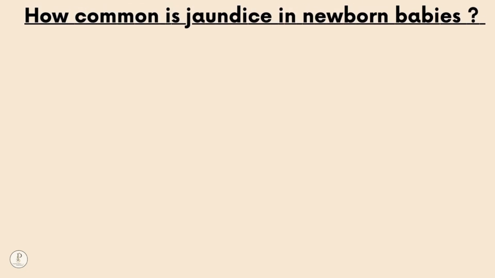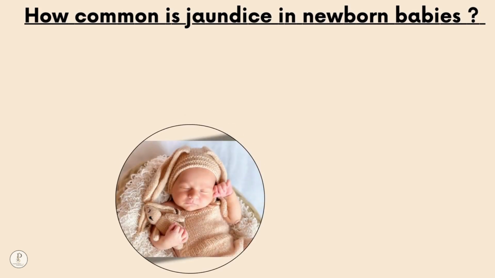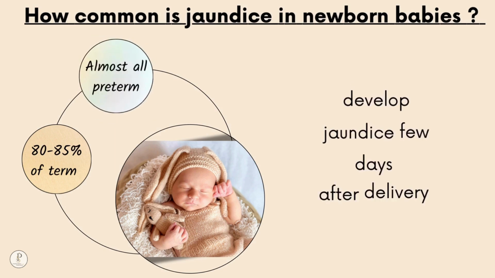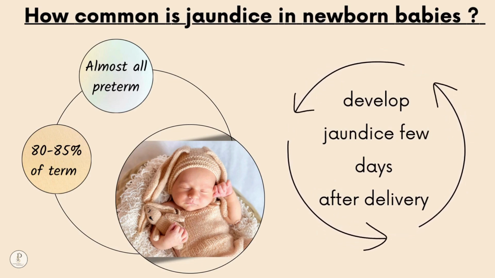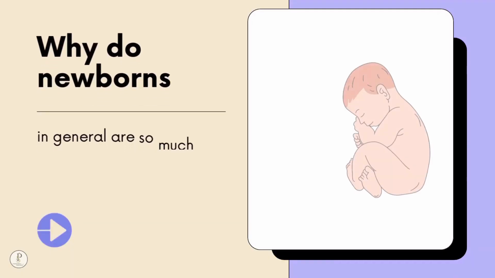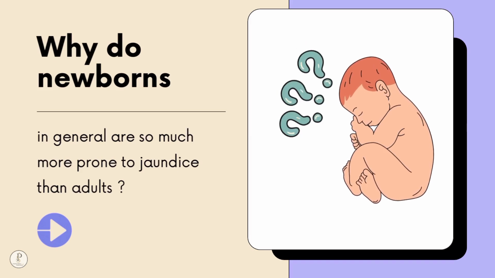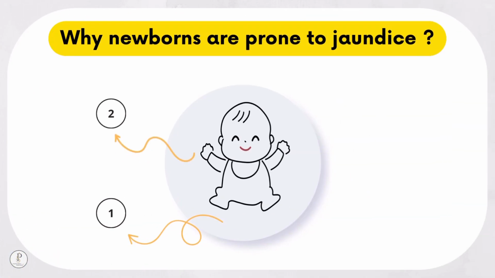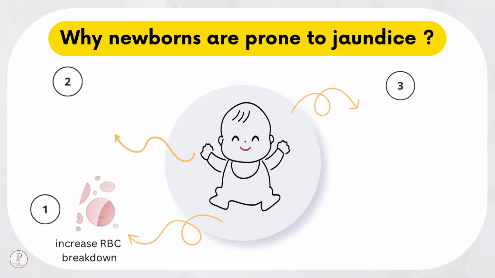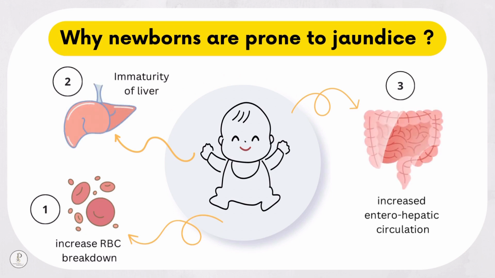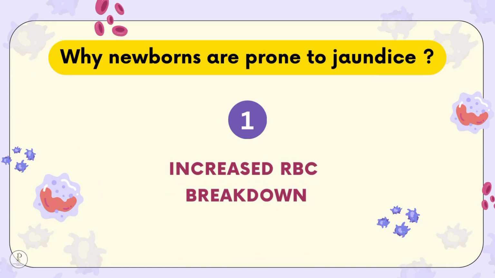How common is jaundice in newborn babies? You will be surprised to know that about 80 to 85% of term babies, that is babies delivered on time, and most preterm babies develop jaundice few days after delivery. In today's video, we will find out why do newborns in general are so much more prone for jaundice than adults. What could be possible reasons? Primarily, there are three most likely reasons. First, RBC breakdown. Second, immaturity of liver. Third, increased enterohepatic circulation.